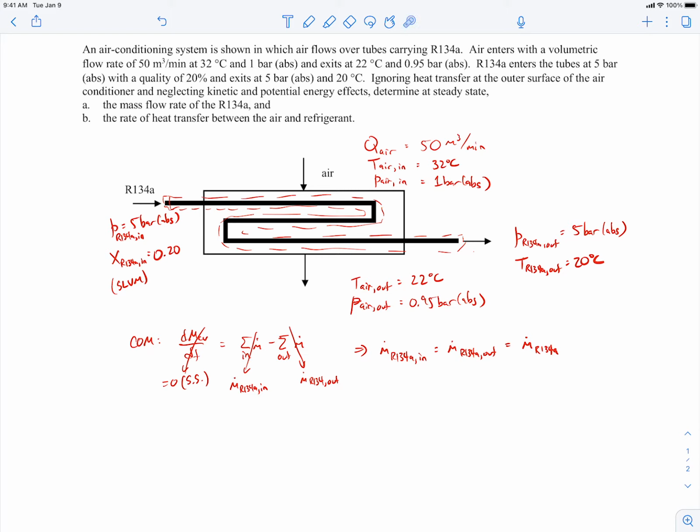And you can do the same sort of analysis for the air. Just draw a control volume that just surrounds the air, doesn't include the R134A. I'm not going to show that here, but it's the same idea, and what we'll get from that is that the mass flow rate of air coming in will equal the mass flow rate of the air going out. And so I'll just call it mass flow rate of air.